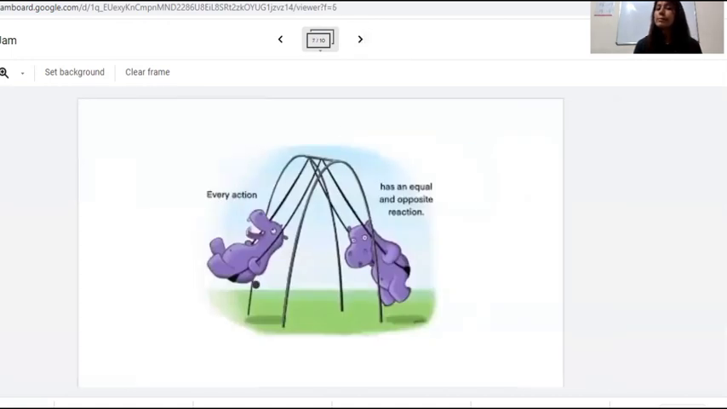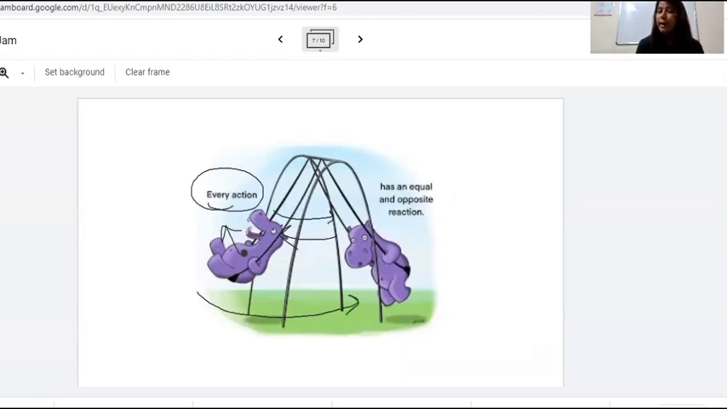Next example is this. Suppose we can say an animal is on the swing. Okay, this swing is moving in a to and fro motion. What happened when this animal provides the force to the swing? It will do some action on this swing. So we can say action is provided by this animal. In turn, this swing is coming back in the backward direction also.